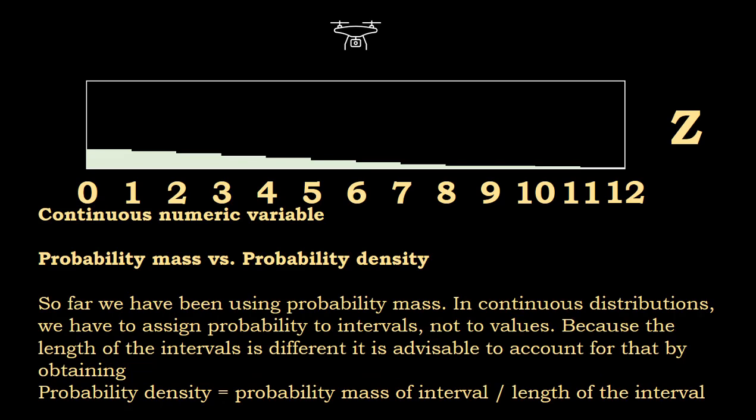Because the length of the intervals is different, in this exercise of reducing the space to assign probability to small spaces, in some cases we may need to reduce more than in others. So for that reason, in order to be able to compare different things, it's useful to calculate the probability density, which is the probability mass of the interval over the length of the interval.